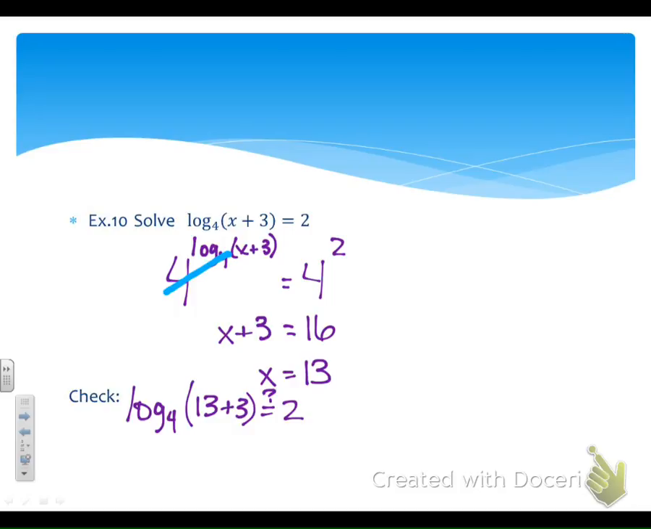Going through the check. Log base 4 of 13 plus 3. You've got to ask yourself, is log base 4 of 16 actually equal to 2? 4 squared actually does equal 16. So x equals 13 is my answer.